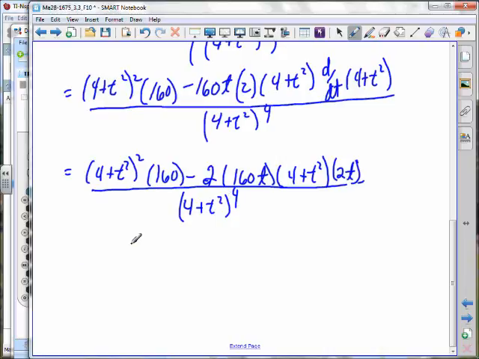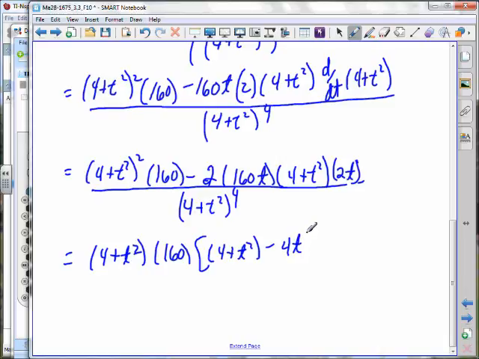Now, I can decide where I want to do this, when I want to do this. I'm going to factor out a 4t squared and 160, and that's going to leave me with a 4 plus t squared from the first one, minus 4t squared. I'm just as likely as you are to drop some terms here. So I'm going to have to make sure that I do a check on it.